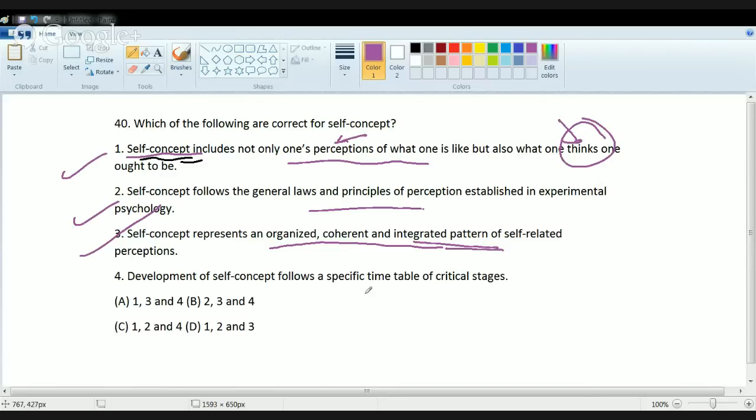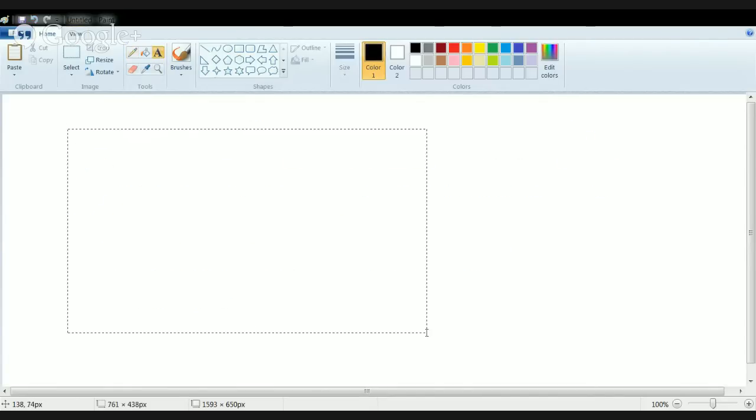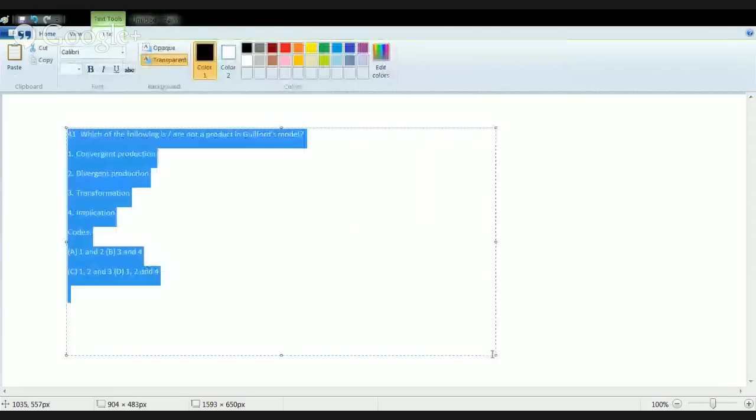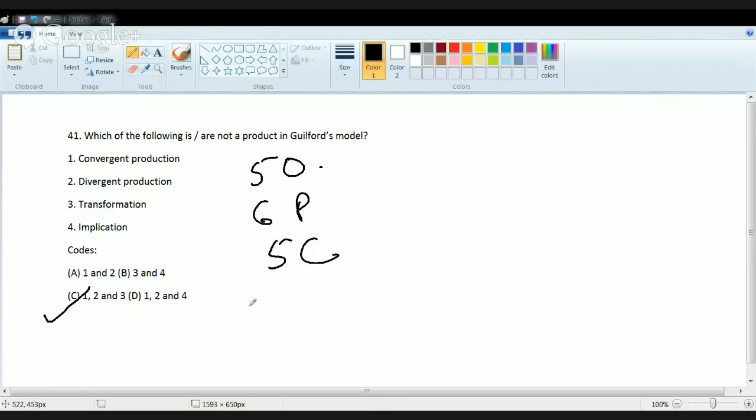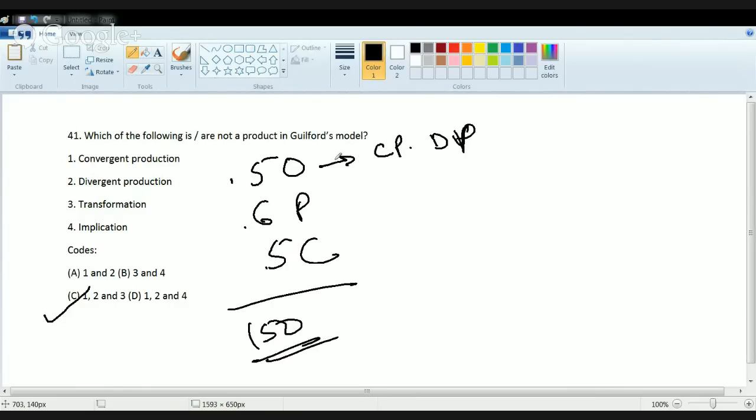Now the next is Guilford's model on intelligence. The correct choice here is 1, 2, and 3. Now let me explain. Guilford gave 5 operations, okay, 6 products, and 5 contents. So he gave 5 into 6 into 5, that is 150 combinations in all for any intelligence. So 150 components. So for operations, the components were convergent production, divergent production. Okay. Then you have cognition, memory, and evaluation.